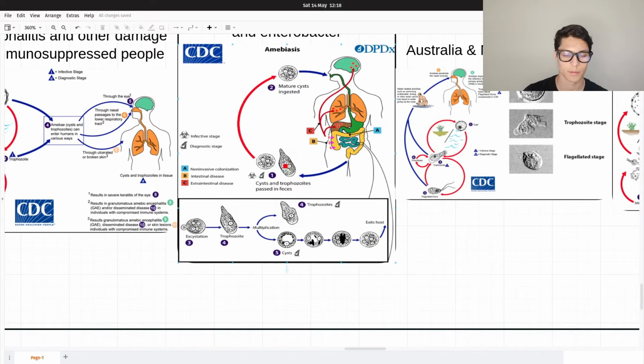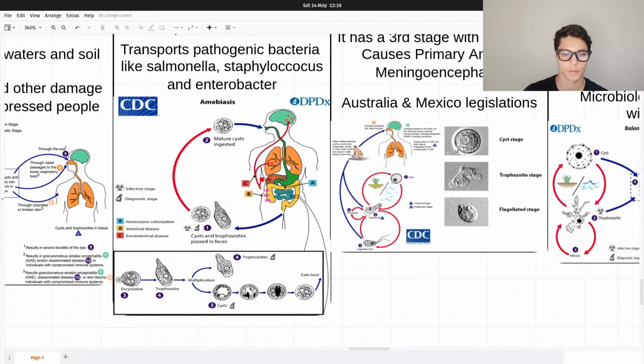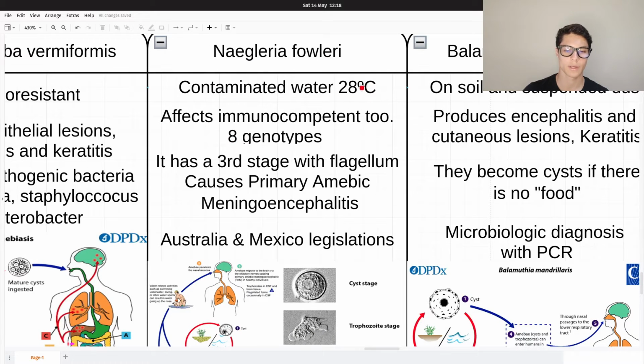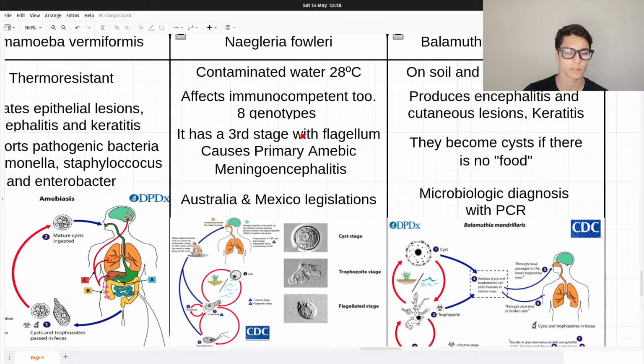This is the cycle in short. The cysts and trophozoites pass in feces, and then mature cysts are ingested. Then we have the excystation, the trophozoite multiplication, as always, trophozoites, cysts, and then the cysts can leave the host and repeat the cycle. And then the Naegleria fowleri, they live in contaminated water at 28 degrees, so pretty hot we can say.